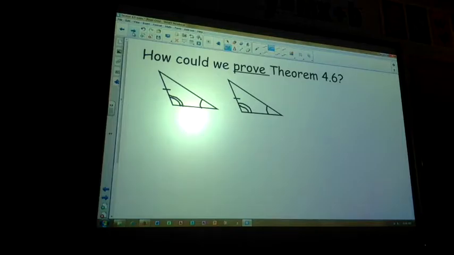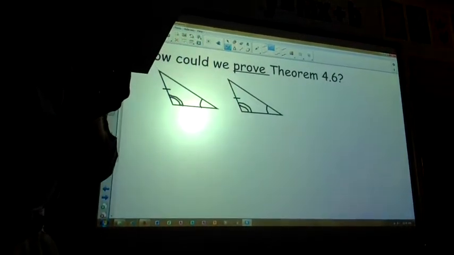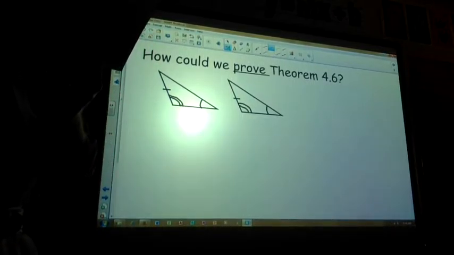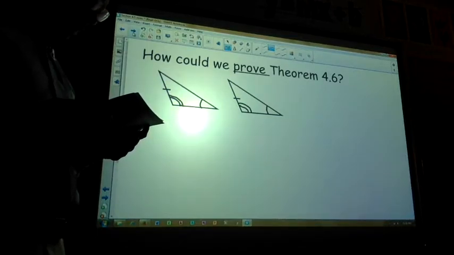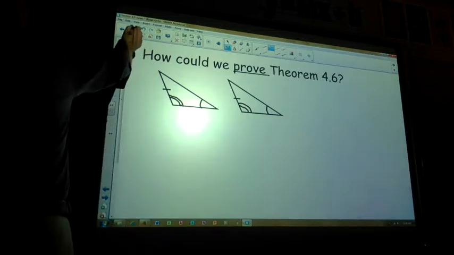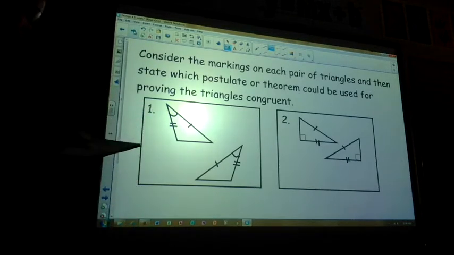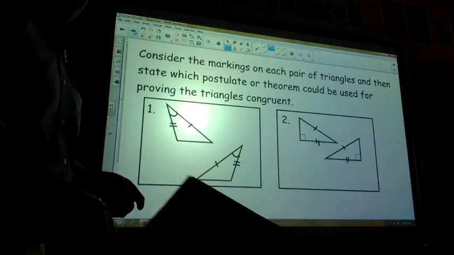All right. How could we prove the theorem 4.6? I don't know. Where are we at on this page? I don't even know. It's not on there? Am I missing a page? Oh, wait. I think... Oh, no. That's not on your page. Sorry. All right. We'll go to that one. Yeah, I don't know where that one went. Maybe we decided not to use it.